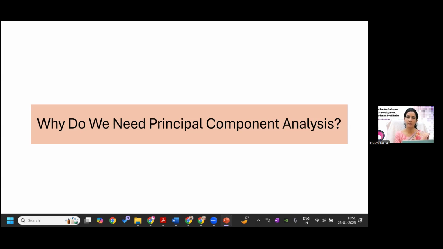So this principal component analysis, why do we need this? And in what case can we utilize this analytical technique of principal component analysis? Another name for this is data reduction or dimension reduction technique. Like we discussed yesterday with EFA, that is also a dimension reduction. Why do we call it a dimension reduction?